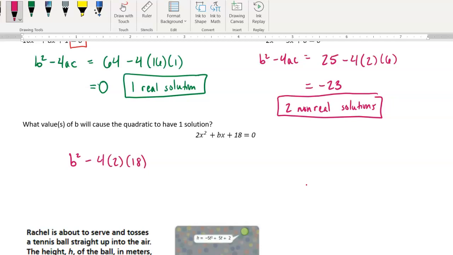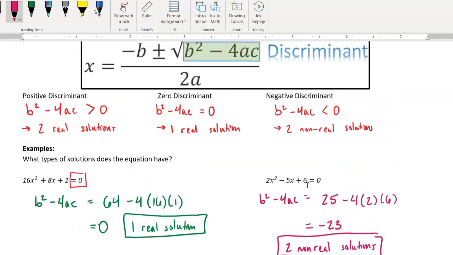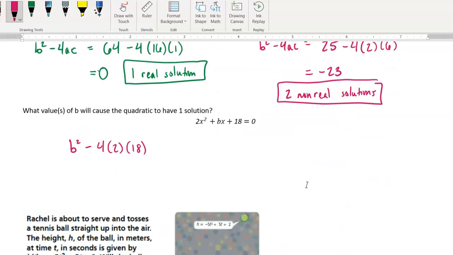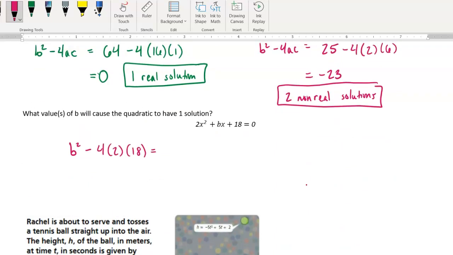Now, if it has one solution, what does that mean? If it has one solution, that means it's going to be equal to 0. So I'm going to set b squared minus 4ac in this case, b squared minus 4 times 2 times 18, I'm going to set that equal to 0 and solve this now for b. Now I would type in -4 times 2 times 18 on my calculator. When you do that, you get -144 is your answer.